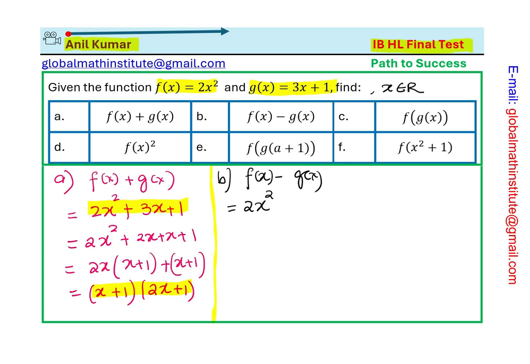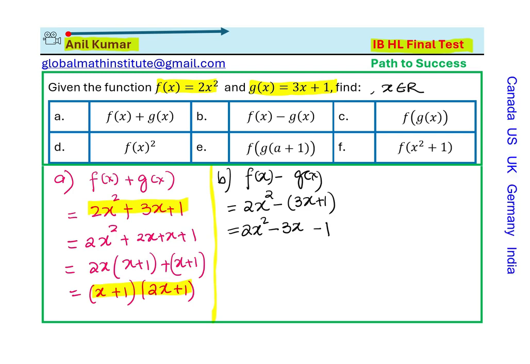So g of x is 3x plus 1, so we'll do minus of 3x plus 1, and that gives you 2x squared minus 3x minus 1. Now in this case, sum and product minus 2 we need, and so to get minus 2, what should we do? When you multiply, you get a negative number times a positive number. Correct. But now this cannot be easily factored, so we'll leave it like this.